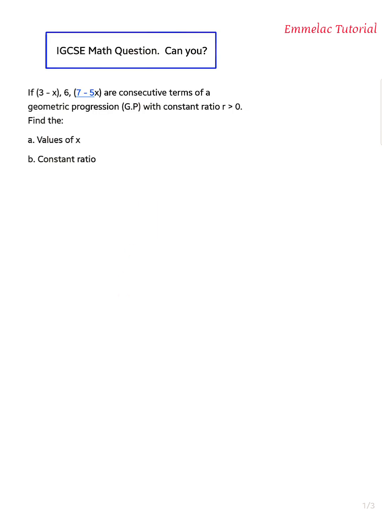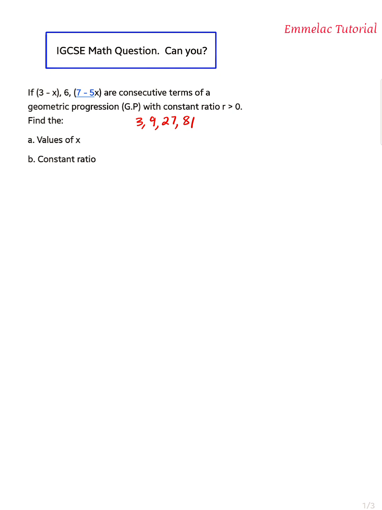First of all, let us understand what consecutive terms are in a geometric progression. Consecutive terms are a series of numbers with a constant ratio. So let us say, for instance, you have 3, here you have 9, here you have 27, here you have 81. Now these are a series of numbers with a constant ratio.